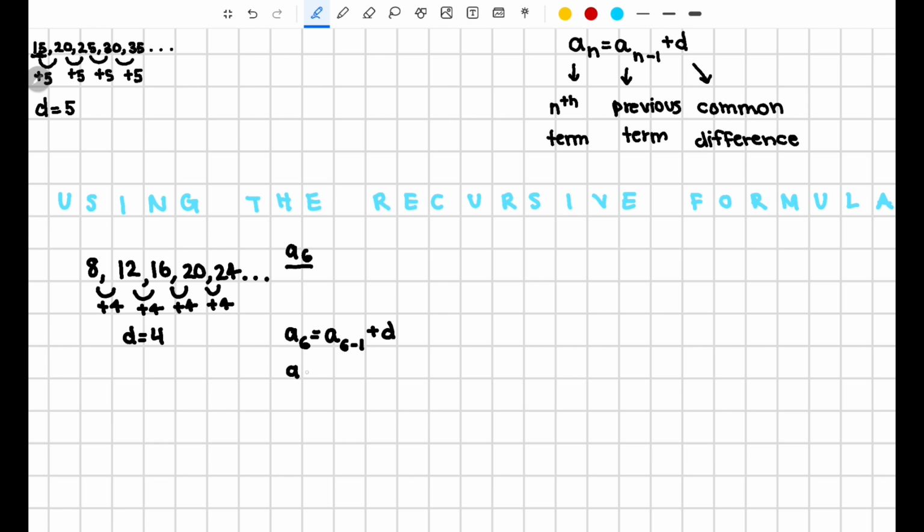So the 6th term is equal to the 5th term plus d. The fifth term, we want to substitute it in now, 24, and then substitute our d as 4. A sub 6 is 24 plus 4, which is 28. So our next term would be 28.